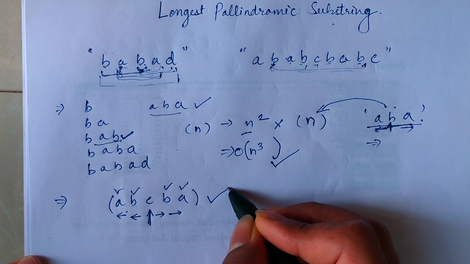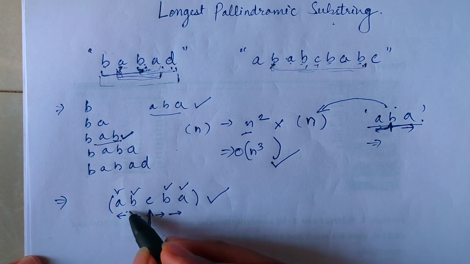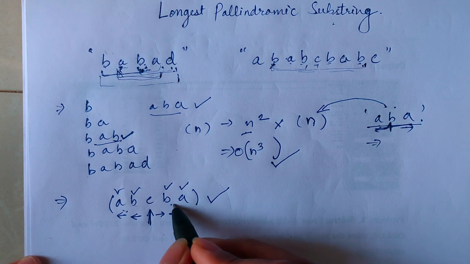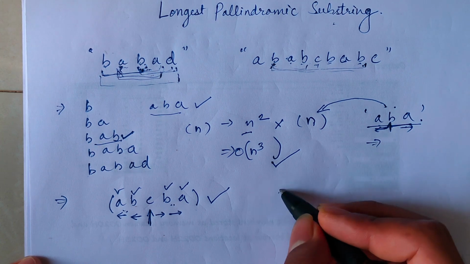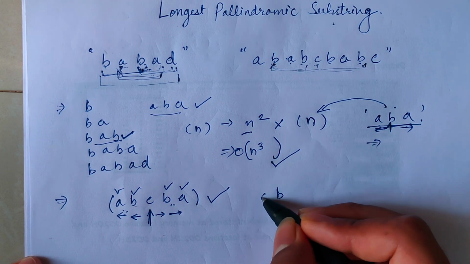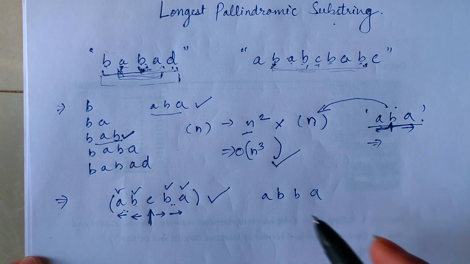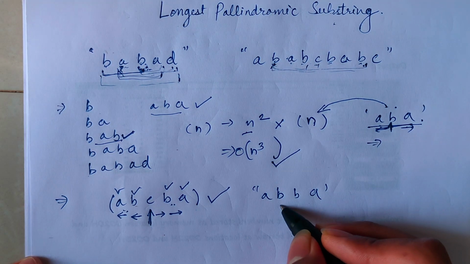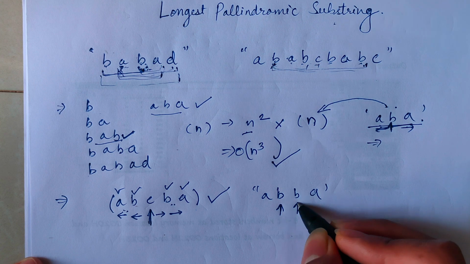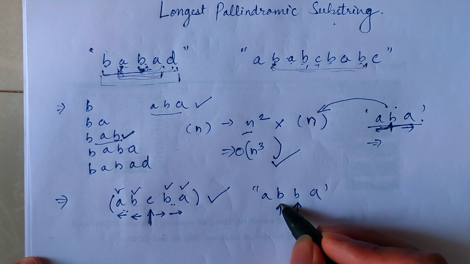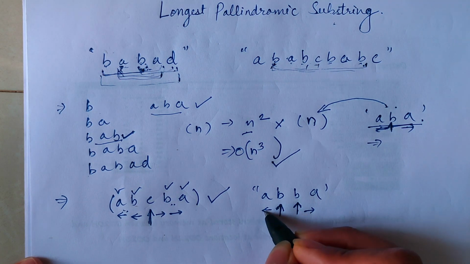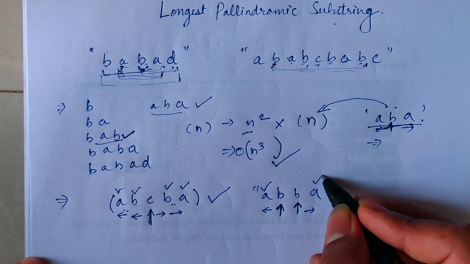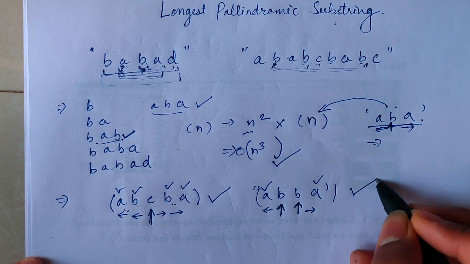This was the case when the string is of odd length, and now when the string is of even length. Let's see, A, B, B, A. In this case, we would have two characters at the center. So we would start from the center, both the characters. Then we go this side. It is A, both are equal. So this is also a palindrome.